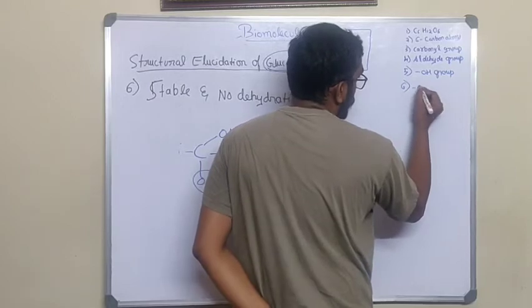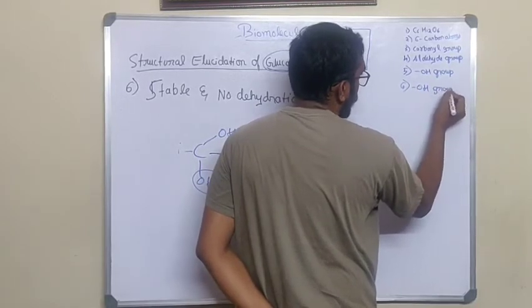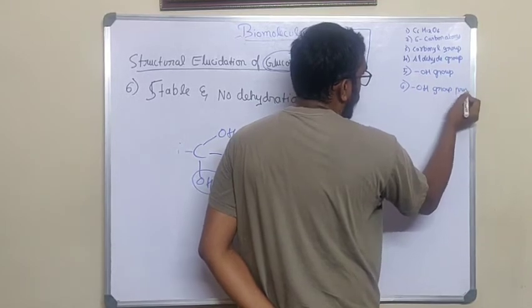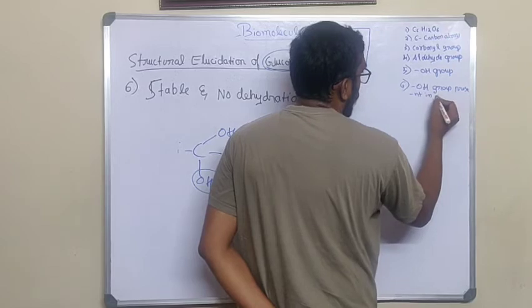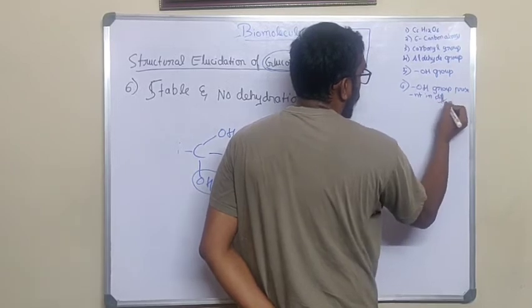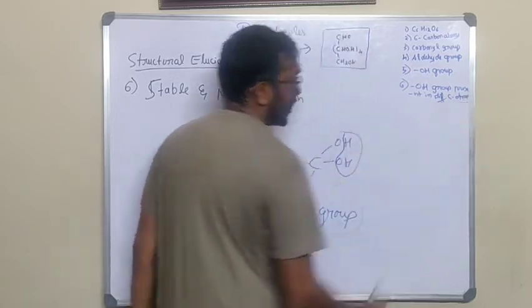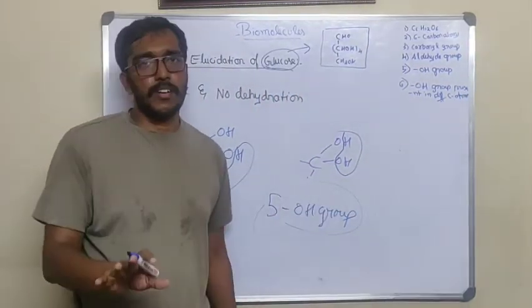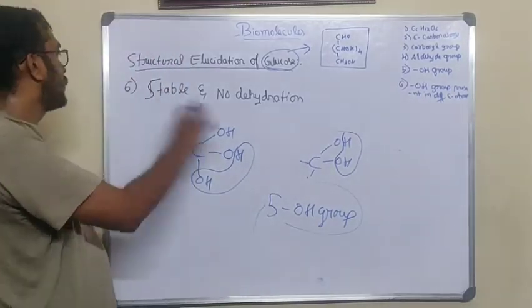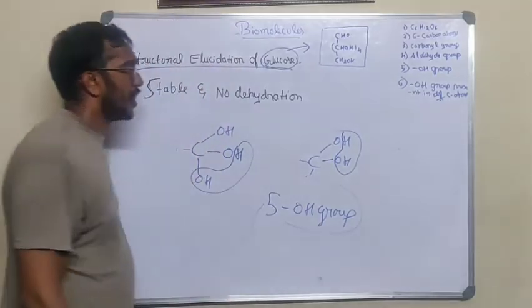6th point, the OH groups are present in different carbon atoms. I mean, it is very simple. No 2 OH groups are present in the same carbon atom. So these are the important 6 points you should learn.